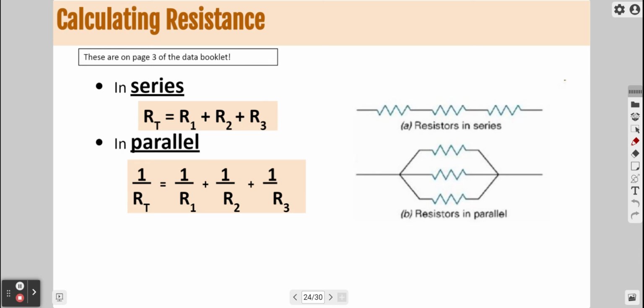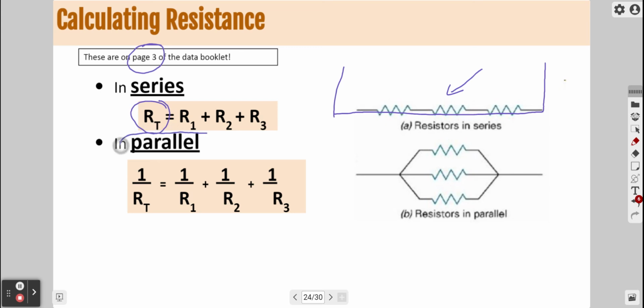Calculating resistance. The formulas we're about to look at are on page 3 of your data booklet. Take a look at them. You need to know where to find all these different formulas. When resistors are in series, all in a line with one pathway between all those resistors, you total up all the resistor values. You add them all up to get your total resistance.